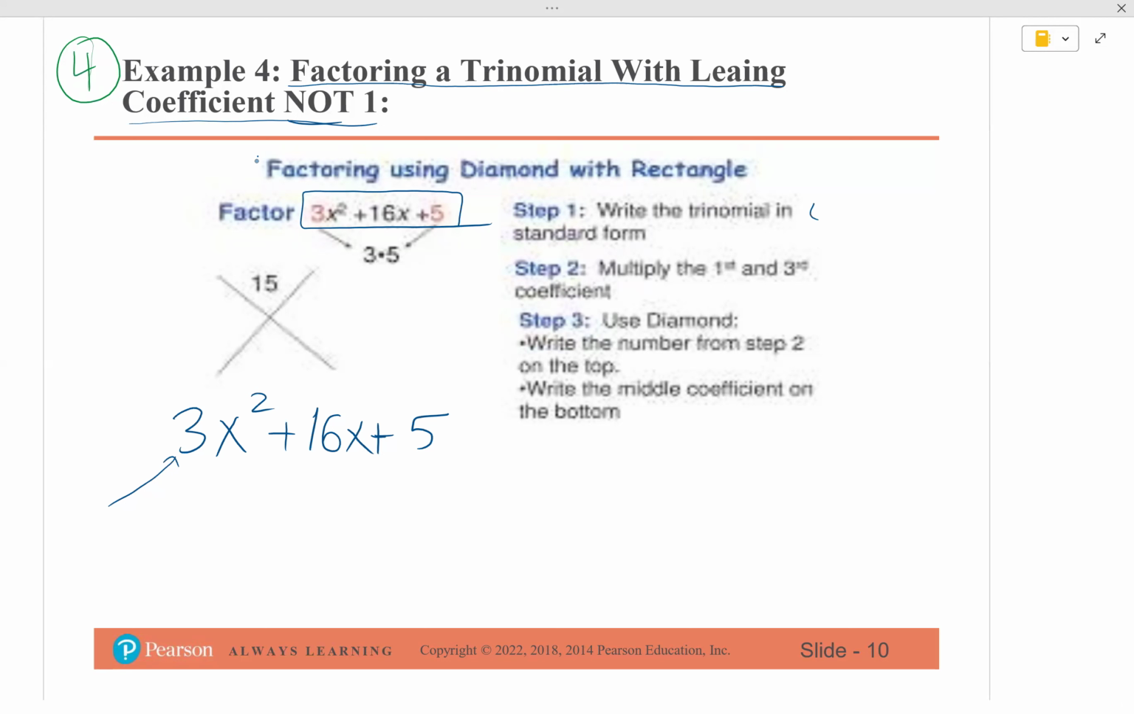Anyway, all right. My first step is to write the trinomial in standard form. It should already be in standard form. Remember, that means all the like terms are already combined, and it's from highest power to lowest power, left to right. It's already like that, so okay, we're good.